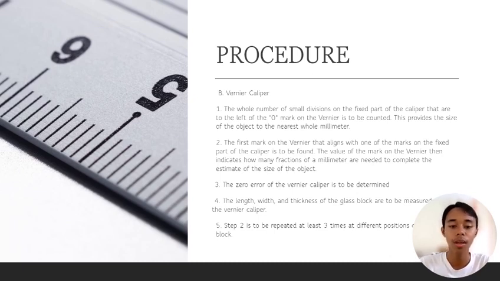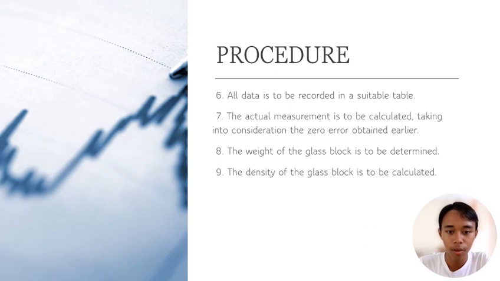Number three, the zero error of the vernier caliper is to be determined. And the length, width and thickness of the glass block are to be measured using the vernier caliper. Step two is to be repeated at least 3 times at different positions of the block. Six, all data is to be recorded in a suitable table. And number seven, the actual measurement is to be calculated, taking into consideration the zero error obtained earlier. Number eight, the weight of the glass block is to be determined. And number nine, the density of the glass block is to be calculated.